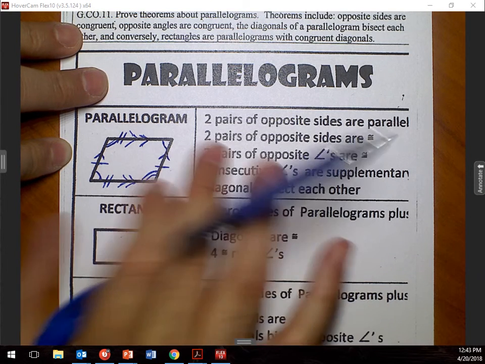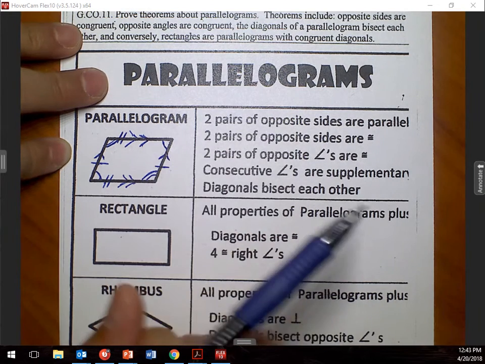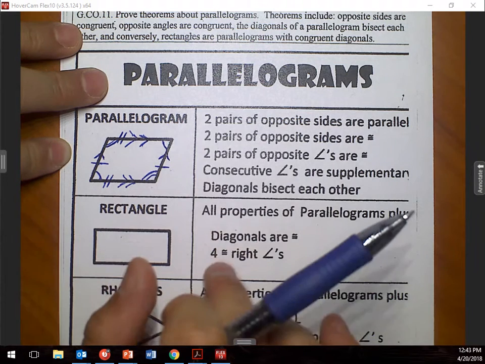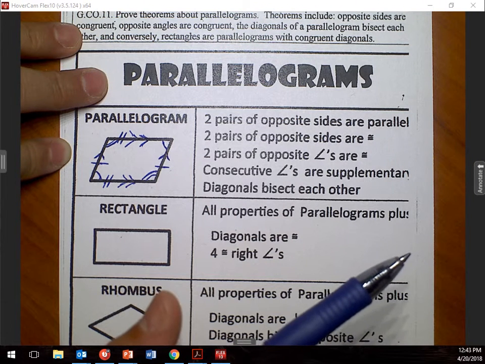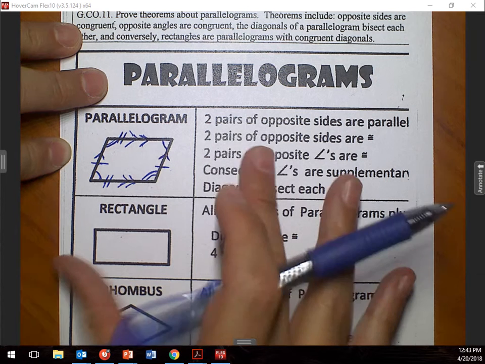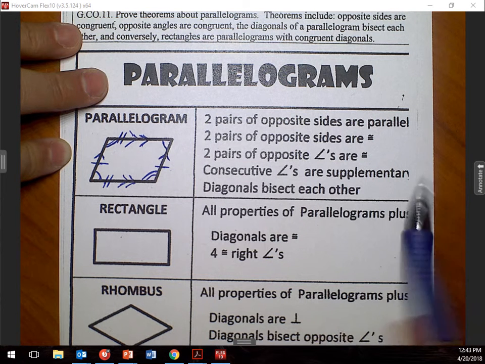Yeah, it's going to be a lot, but you guys need the actual notations for this, because on your test, you're going to have one or more of these properties you're going to have to use. Okay? One or more of these properties.